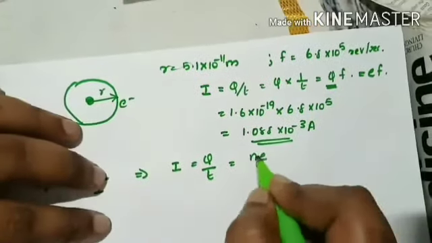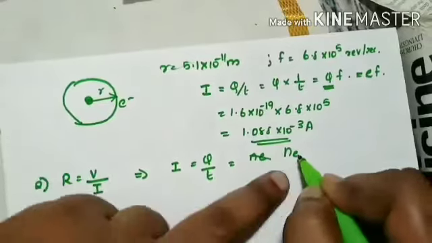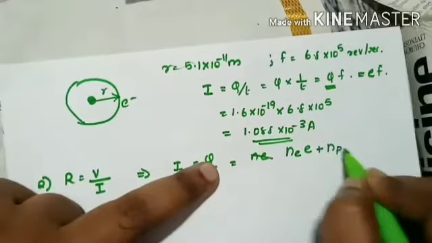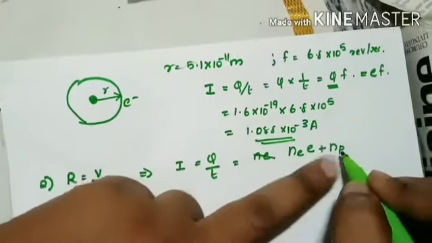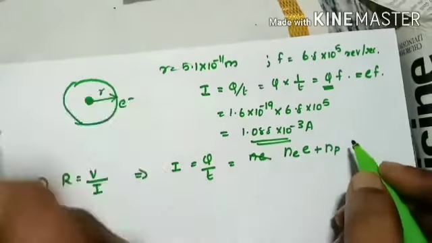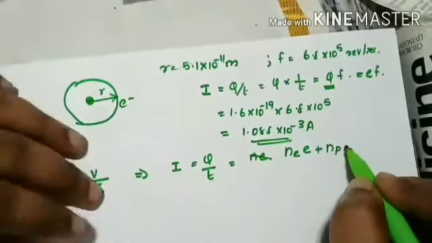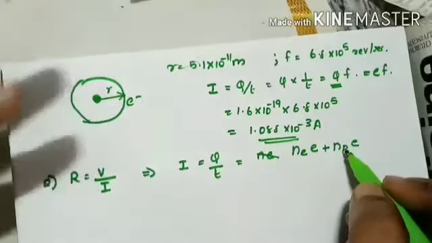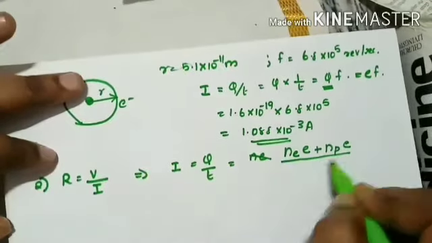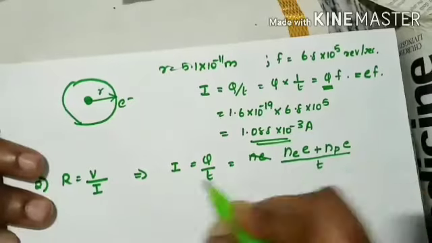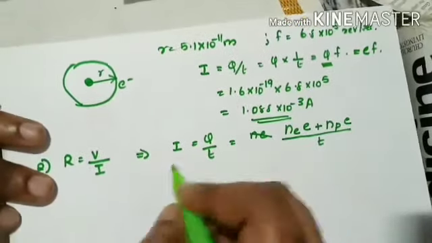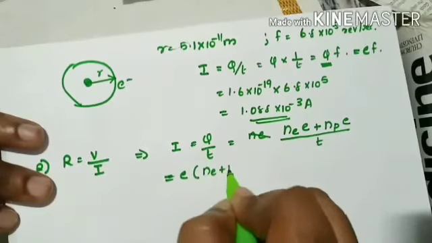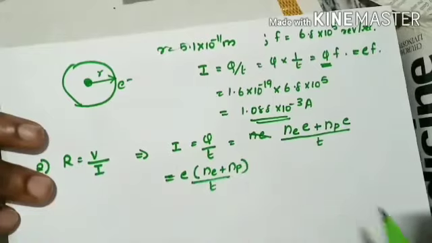So in place of Ne, I will write number of electrons into charge of an electron plus number of protons. Why did I write it as protons? H plus ions, positive charge. So you are including them as protons, into charge of a proton, which is the same as the charge of an electron, just the sign difference is there, divided by T. Clear? So can't I take the common term E outside? Yes, I can. So I took E outside and Ne plus Np whole divided by T.